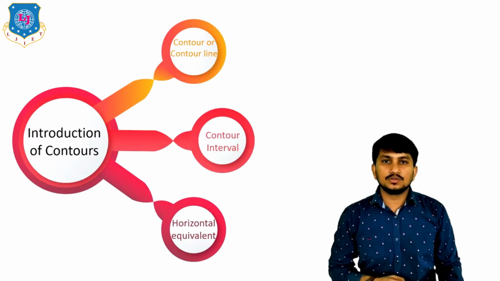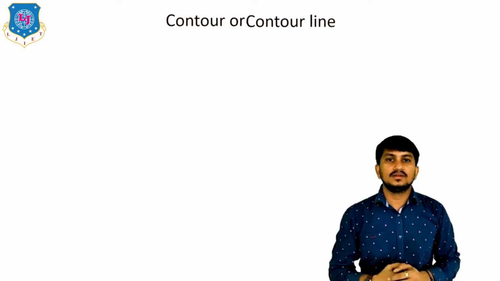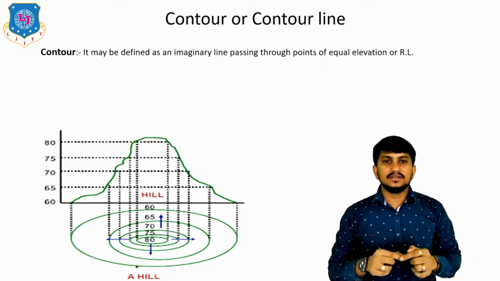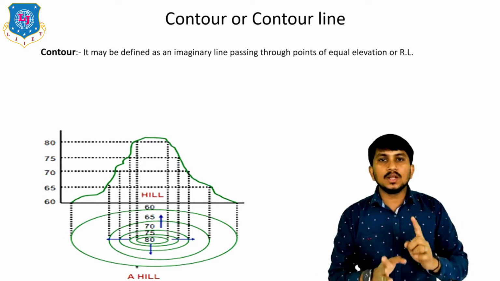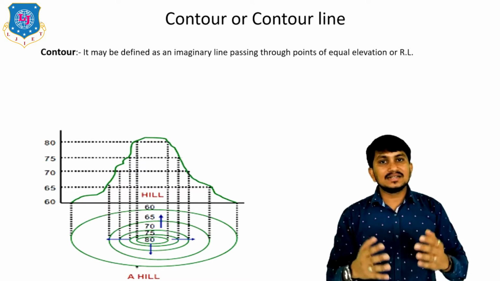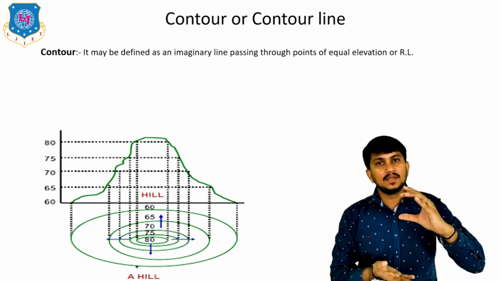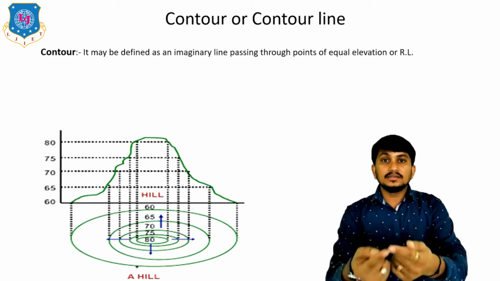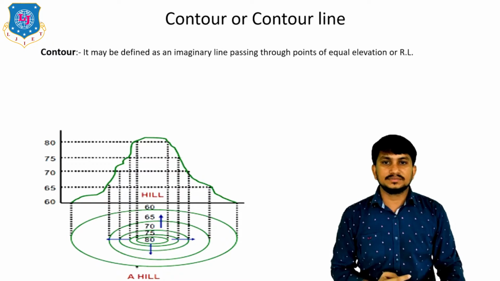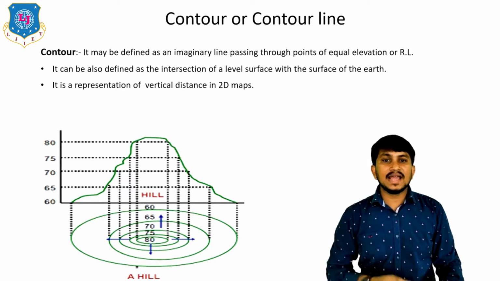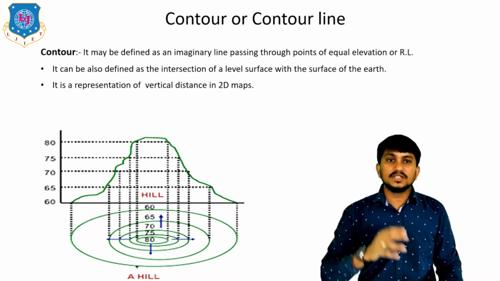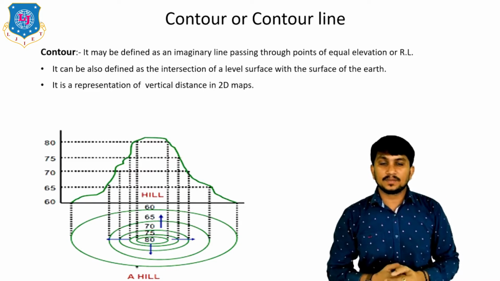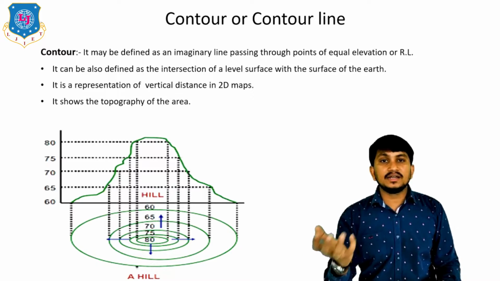First, we will understand what a contour or contour line is. A contour may be defined as an imaginary line which passes through the points of equal RL. What is RL? We have discussed it in the previous lecture. It is the vertical distance of the point from a datum line. So the imaginary line which passes through equal RL points is called a contour line. It can also be defined as the intersection of a level surface with the surface of the earth. It is a representation of vertical distance in 2D maps, and it shows the topography of the area in a 2D map.